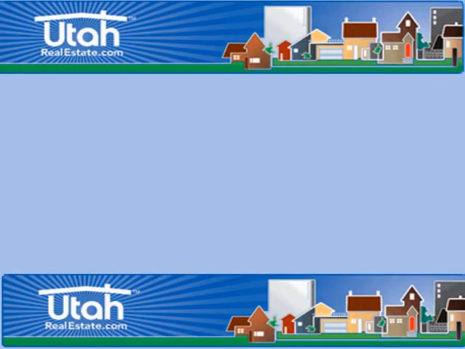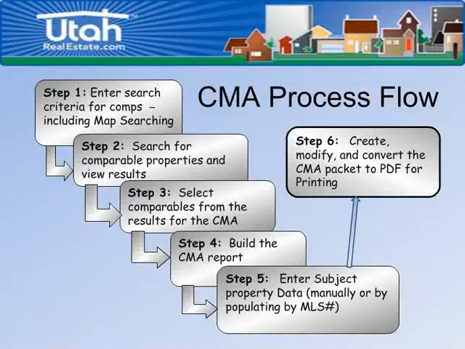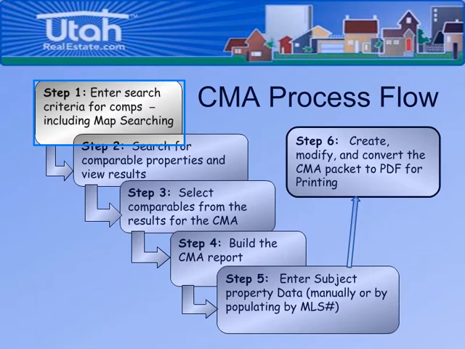Okay, now that we have walked slowly through the CMA steps, let's complete a CMA on the same subject property from start to finish without stopping at each step for instruction. In short, we're going to create a CMA search and input the criteria for the comparables. We'll use the map search to do a radius search around our subject property address. Then we'll view the search results and select the comparables that we want to use.